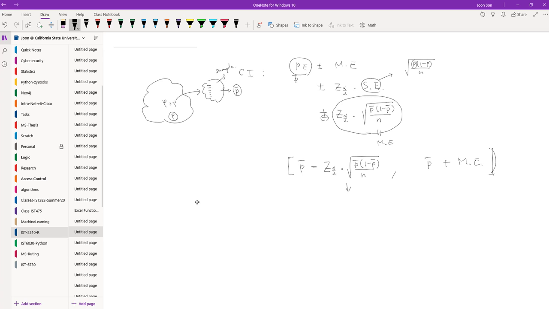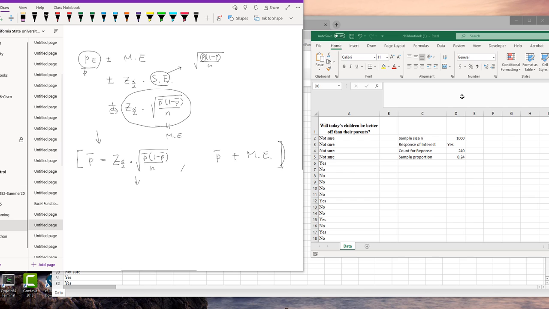So let's first find the lower limit using the Excel spreadsheet. The problem said the confidence coefficient, CC, is 95%, so this is a 95% confidence interval. That means alpha, the level of significance, is 1 minus CC, so 1 minus 0.95, which is 0.05.